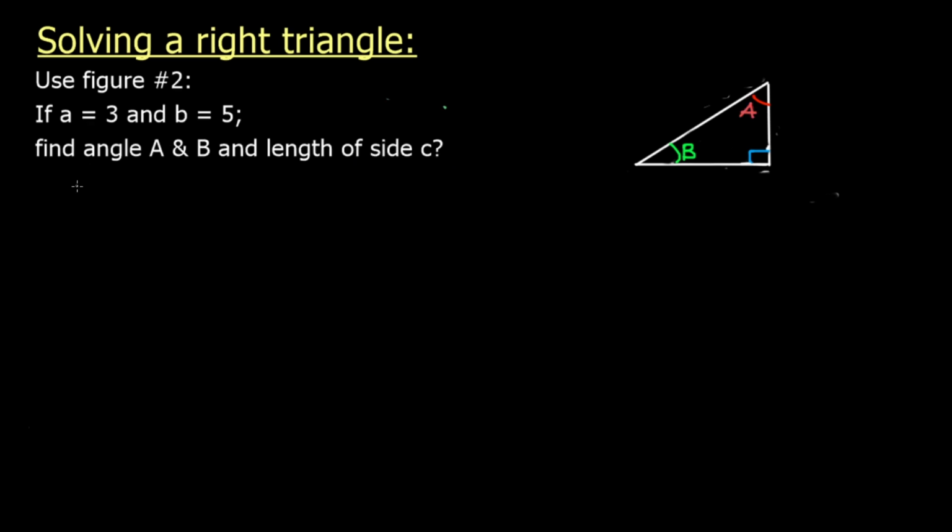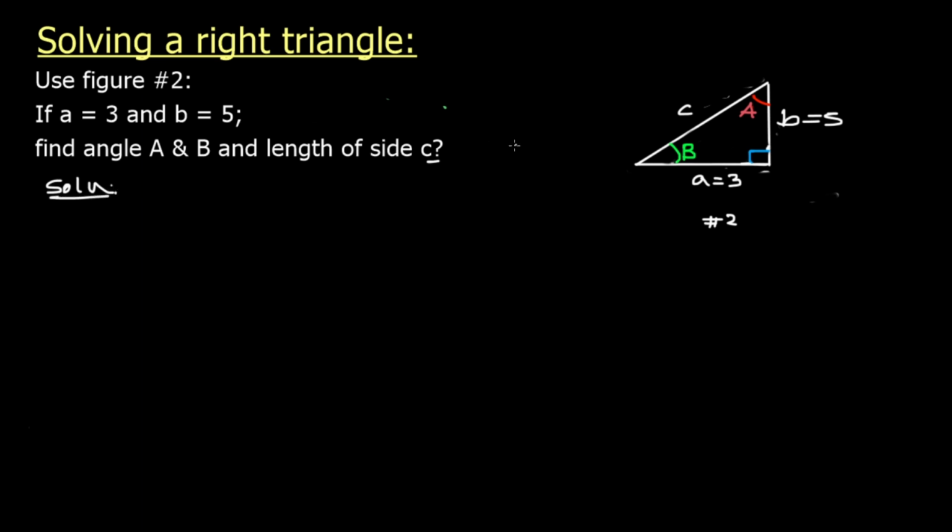Okay, this is example number 2, and this is figure number 2. We have this side is A, this side is B, and this is C. We are given the length of side A, which is equal to 3, and the length of side B, which is equal to 5. We are asked to find the measurement of the angles A and B, those two angles. We are not given the length of C, which is our hypotenuse. Let's start with what we know.